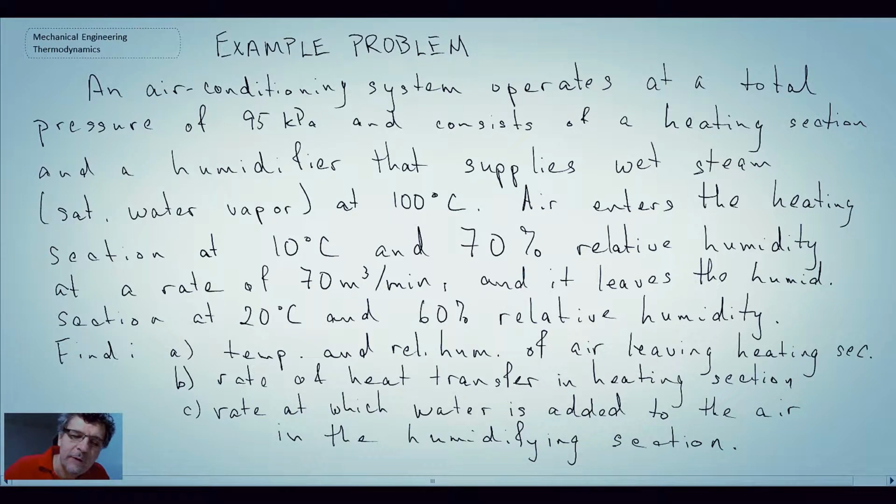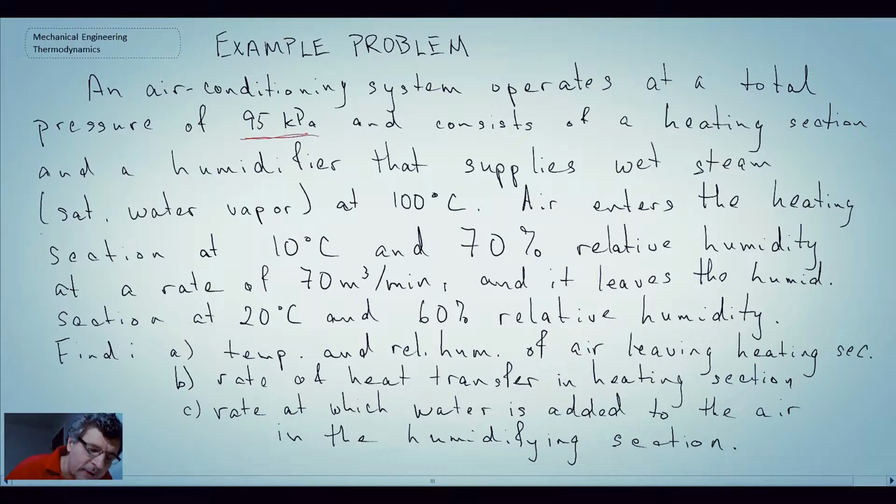We're dealing with an air conditioning system operating at 95 kPa. That's the first indicator that we cannot use a psychrometric chart unless you have one that is corrected for that altitude or that pressure. It is supplying wet steam, so what we have is a heating section. We're given some of the conditions of the air coming in.